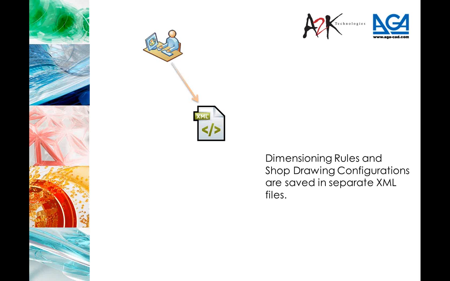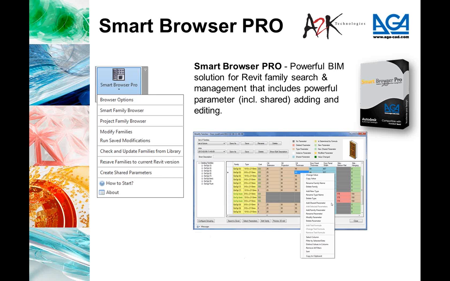And Smart Browser Pro goes for managing parameters and parameter values that come from the library. So you can filter and select a bunch of your families from the library. You can make changes and you can update your project according to the changes that we do in the library. So your families will always be updated according to the library and according to your company standards.